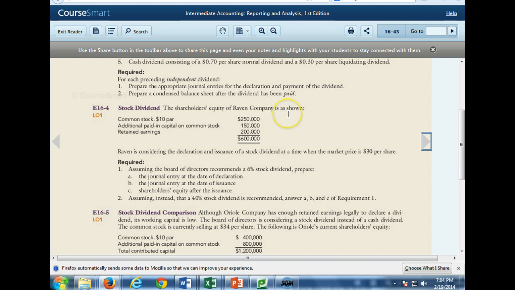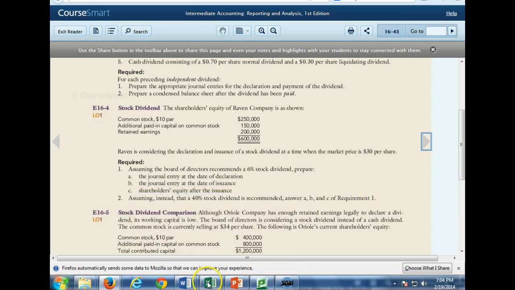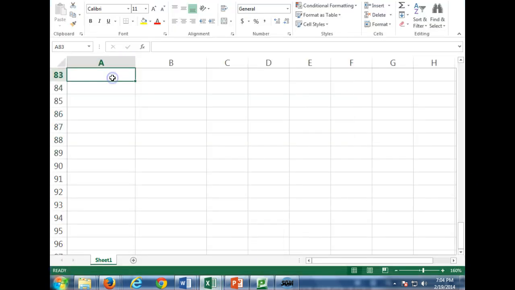So what we're learning here is we've got $250,000 at how many dollars per par? 10 bucks a par. How many shares do we have? 25,000 shares, okay? So the first thing we need to do is the journal entry at the date of declaration. So this is going to be 16.4, okay? So the journal entry at the date of declaration. Retained earnings.